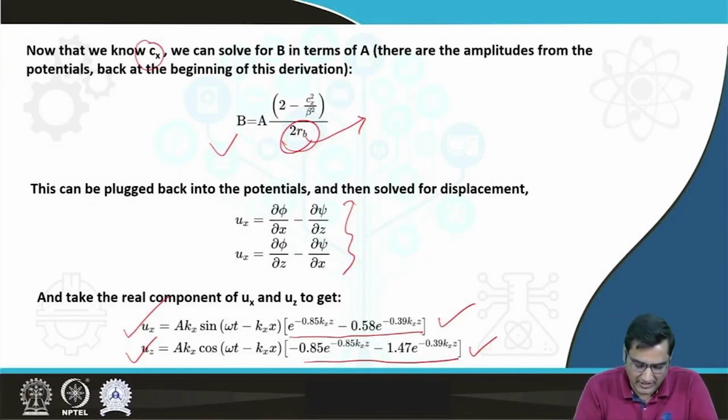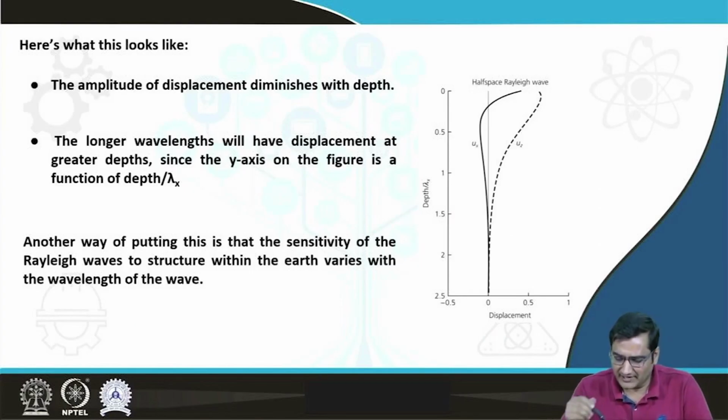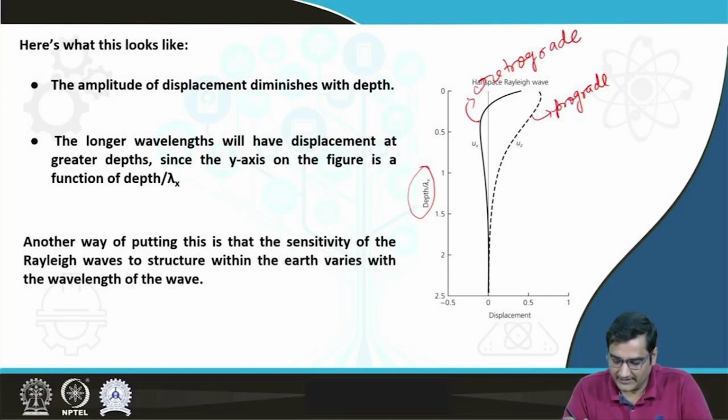So u_x and u_z both are basically decaying their amplitude with respect to depth. Now you can see when we draw those motions, u_x and u_z, with respect to the depth divided by lambda, this is your retrograde motion, and this is your prograde motion. This is your prograde motion, and this is your retrograde motion. And you can see that both of these motions are basically decaying with depth.